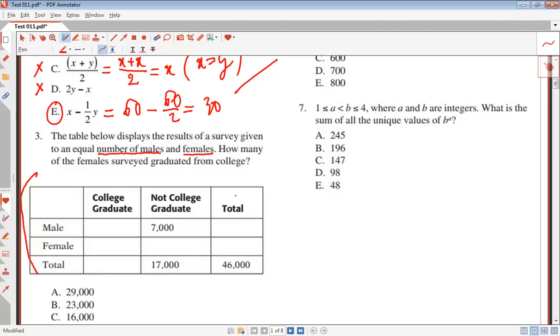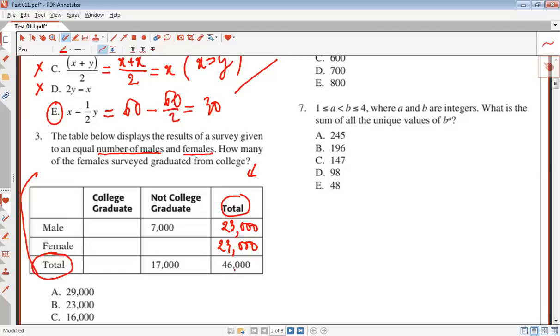We look at the total column and the total line. In this column, the number of males and the number of females are equal. Here we just take this number divided by 2. That is, we get 23,000. We will use the comma, 23,000.